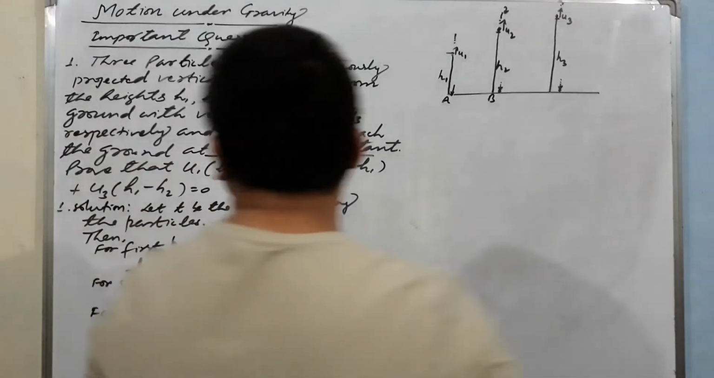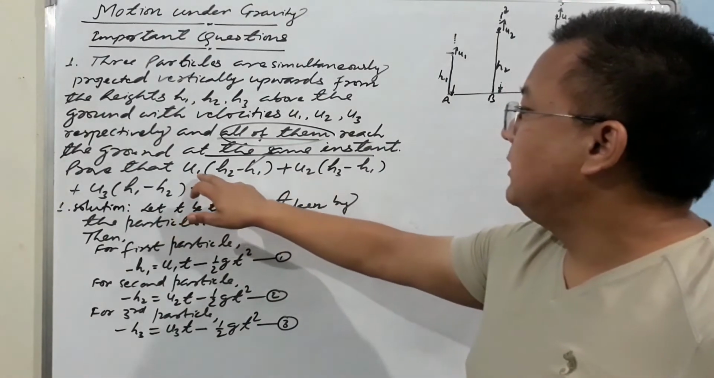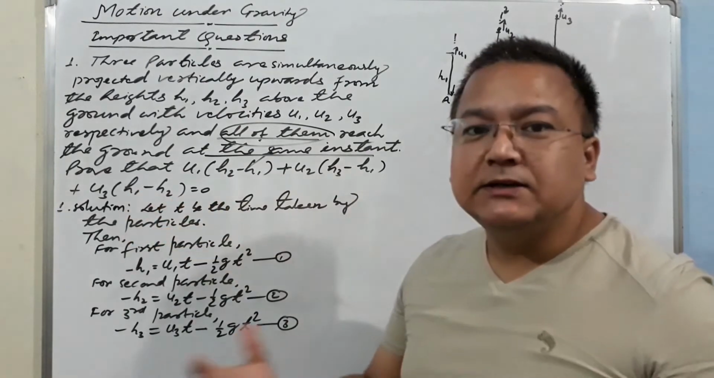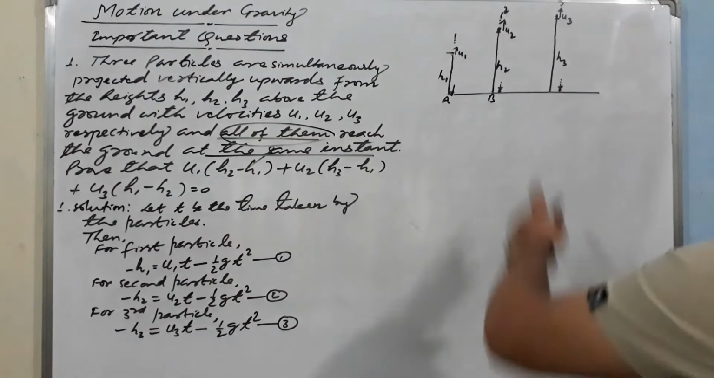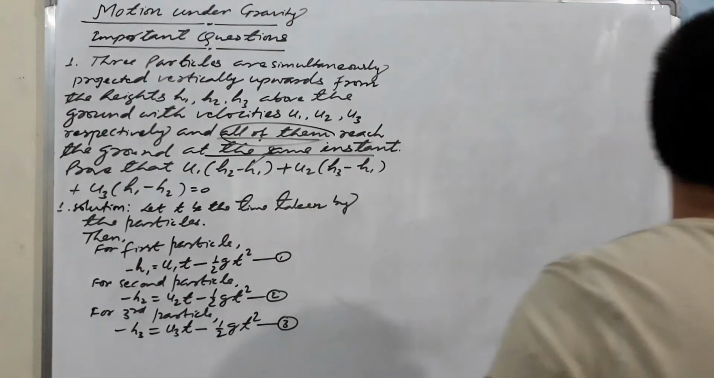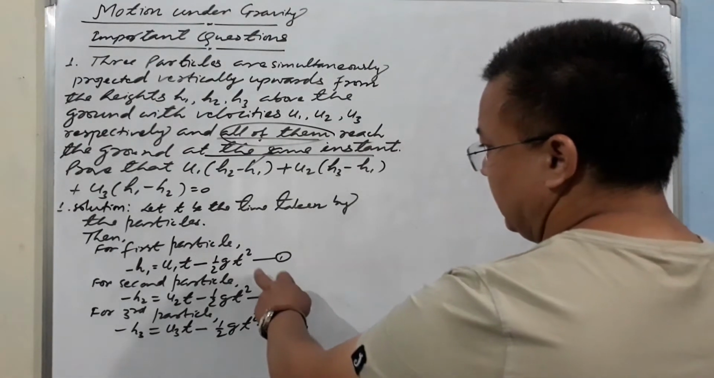Okay, so very simple. We need to prove this: u1 times this plus u2 times this plus u3 times this is equal to 0. I guess the diagram is clear. Now, let's see how to do it.